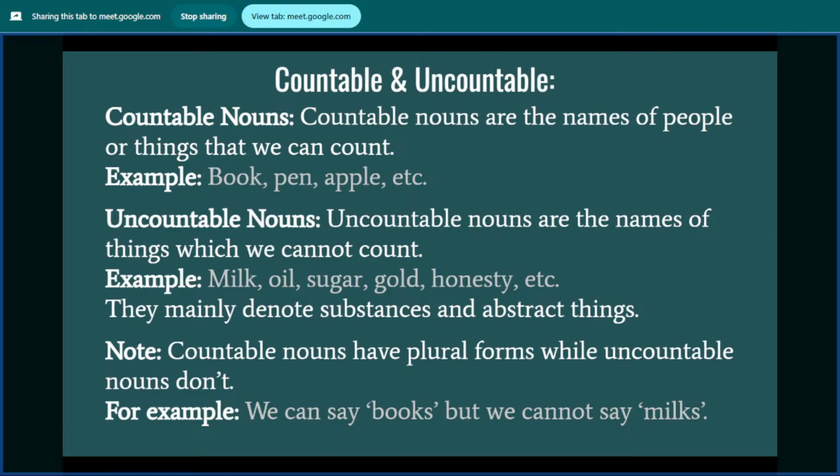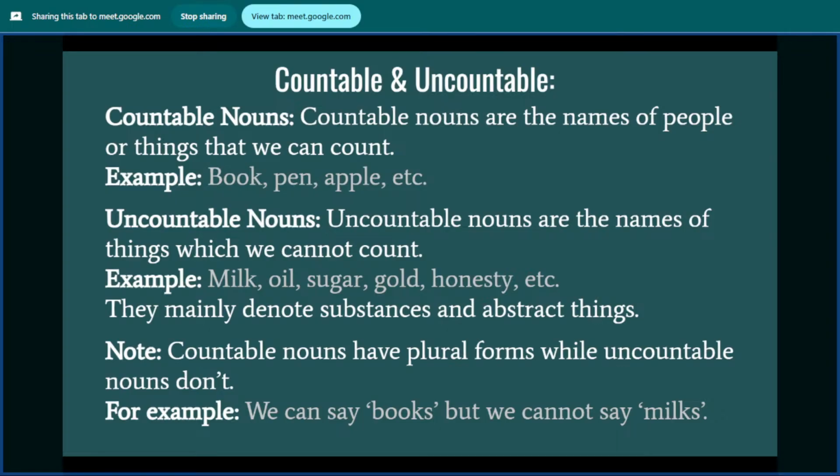Correct? So you can tell me, I have one mobile, I have two laptops, I have three books. So you can tell me in quantity, you can tell me in number. That's what countable nouns are. But uncountable nouns are the nouns which we cannot count. For example, if I ask you, how many sugar do you have? Can you count and tell me? No, you can tell me the quantity. You can say I have 1 kg sugar in the house, I have 2 kg sugar in the house.